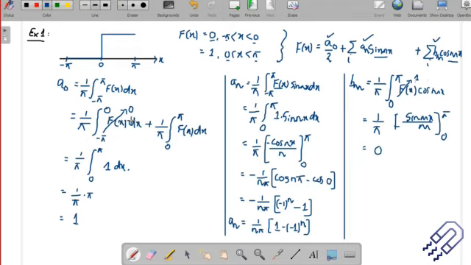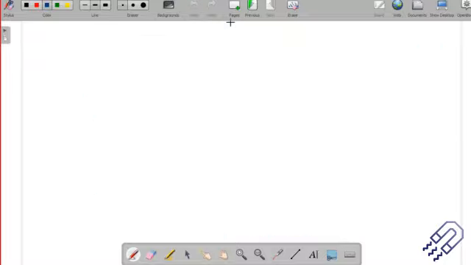So you have got a0, you have got an, and you have got bm. Now we can actually write down the Fourier series. Okay, and when we write down this, we are going to do a lot of analysis. That's actually easy. So it's all about integrating it correctly. Interpreting the result comes later.